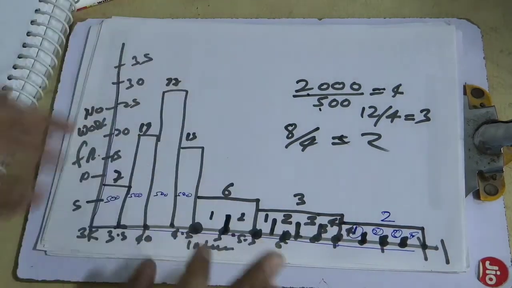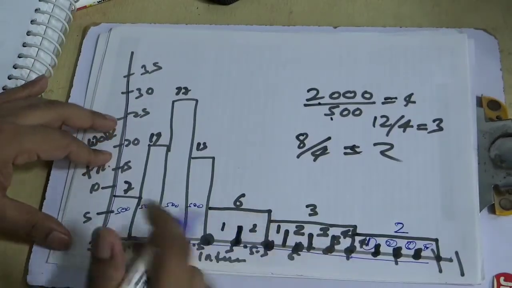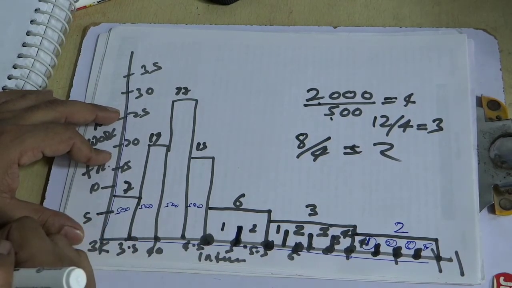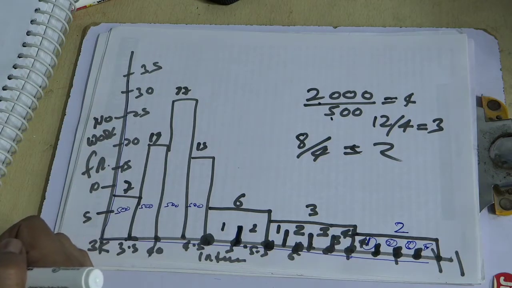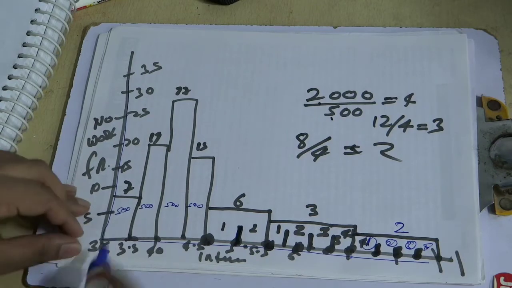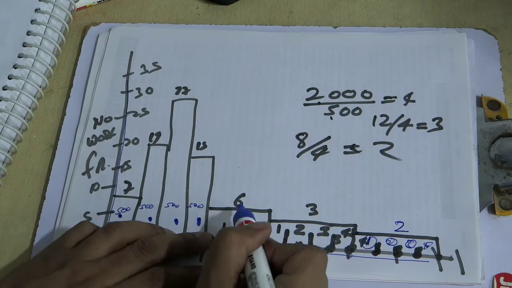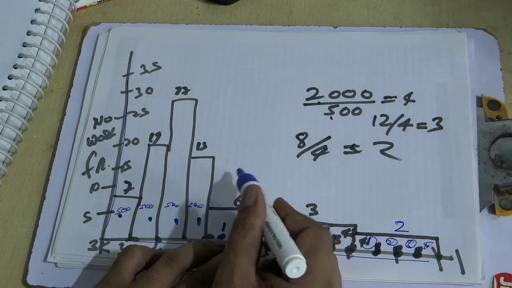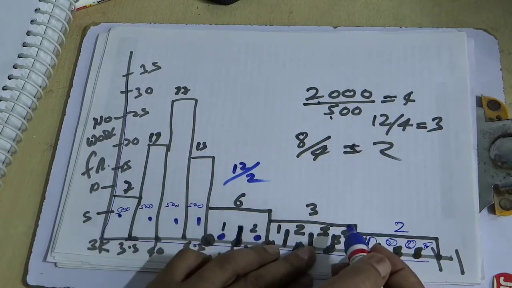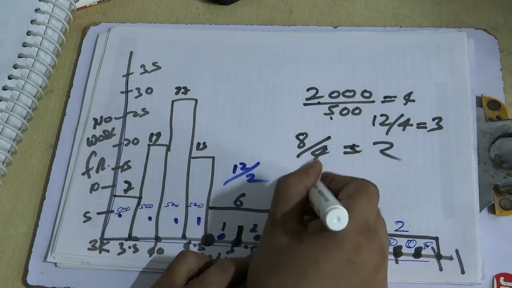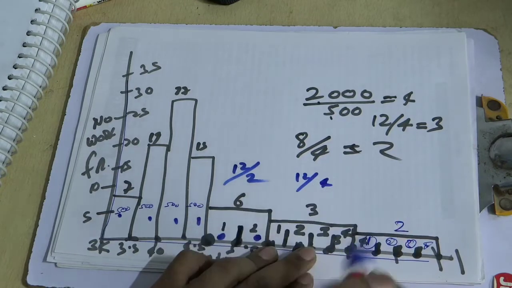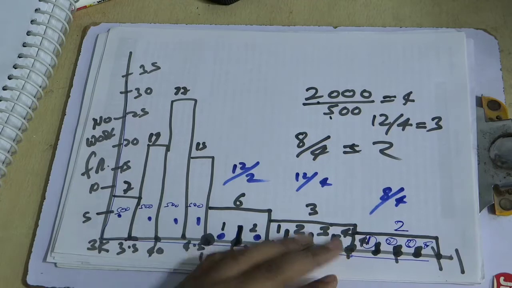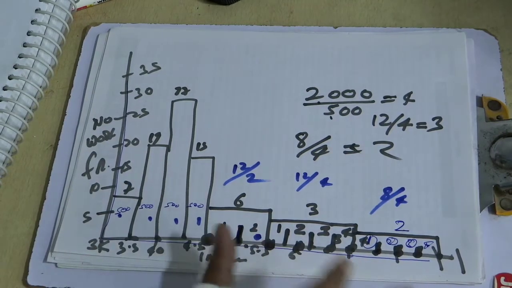So even if we have an unequal class interval, we have to put that data with some predefined class interval. Here the 4 sets of data already have the class interval of 500, therefore we are putting 500, 500, 500, 500. Again, this is also 500 and 500. So here we are dividing 12 by 2, that is 6. Here, 12 divided by 4, that is 3, and this is 8 divided by 4, that is 2. So we can draw data like this when we have the unequal class distribution.